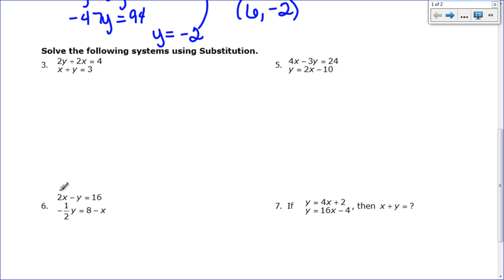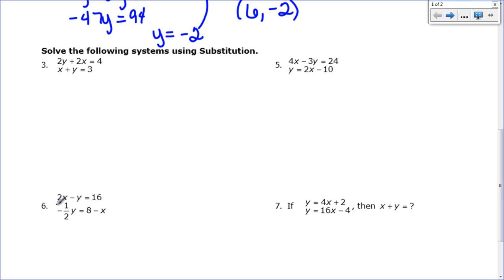Number 6, I have two equations. I've got 2x minus y is equal to 16, and then I also have negative 1/2 y is equal to 8 minus x. I've got to get a variable by itself or substitution won't work. I can do that in this top equation, but because the x has a number in front, that makes it not so easy. And because the y has a negative in front, that still makes it not so easy. But this bottom equation, the only thing on the left-hand side over here is negative 1/2 y. So if I get rid of the negative 1/2, I've got the y by itself.